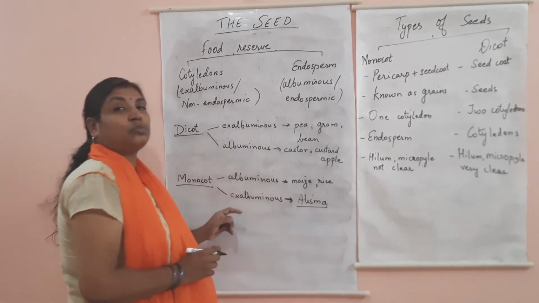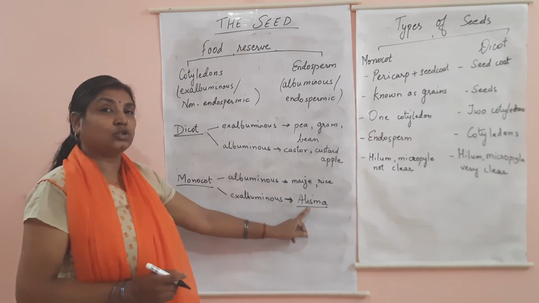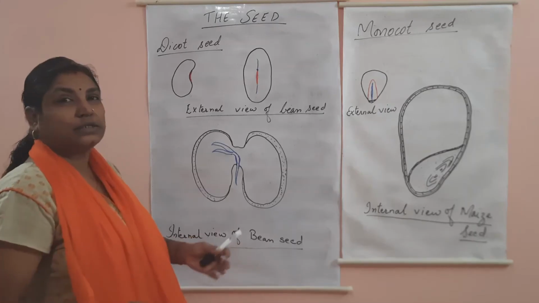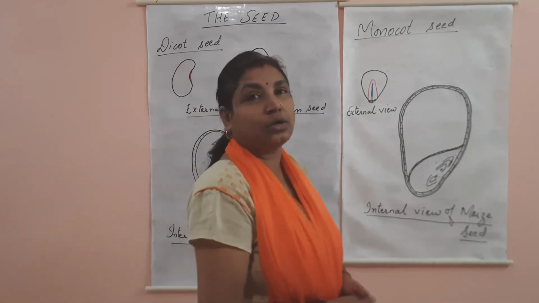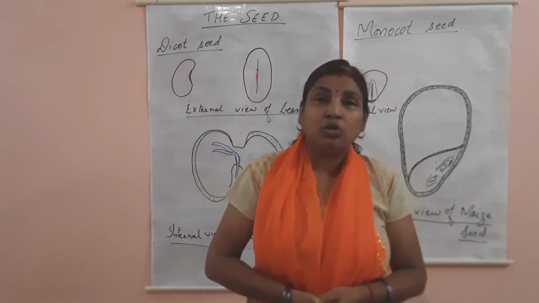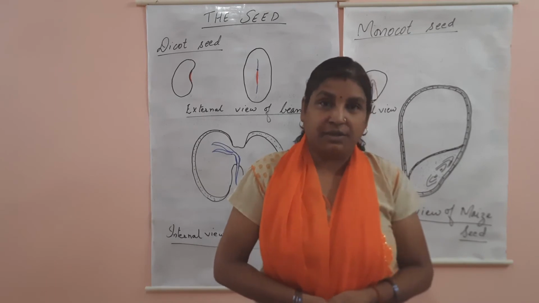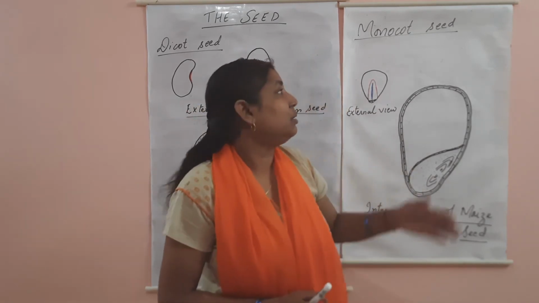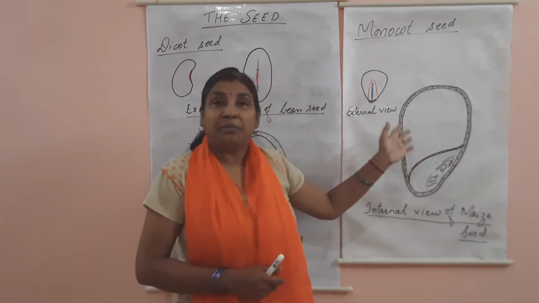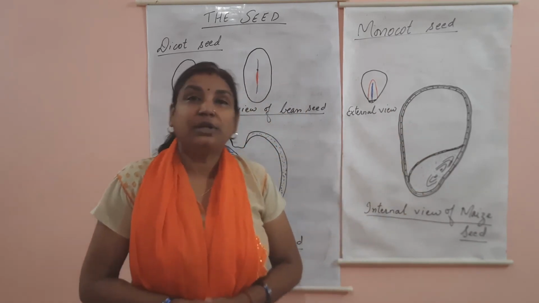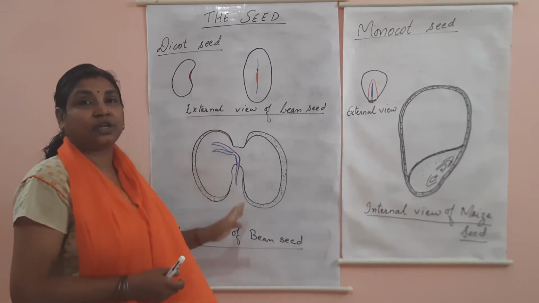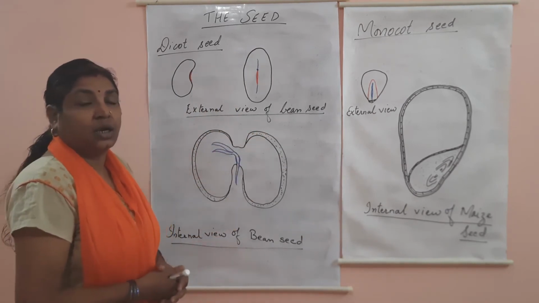Alisma is a monocot plant where food is not stored in endosperm. So let's study the structure of a dicot seed and monocot seed in detail. On my right side is your dicot seed and on my left side is your maize seed. So beginning with the dicot seed, that is your bean seed. The example we have taken is your bean seed.